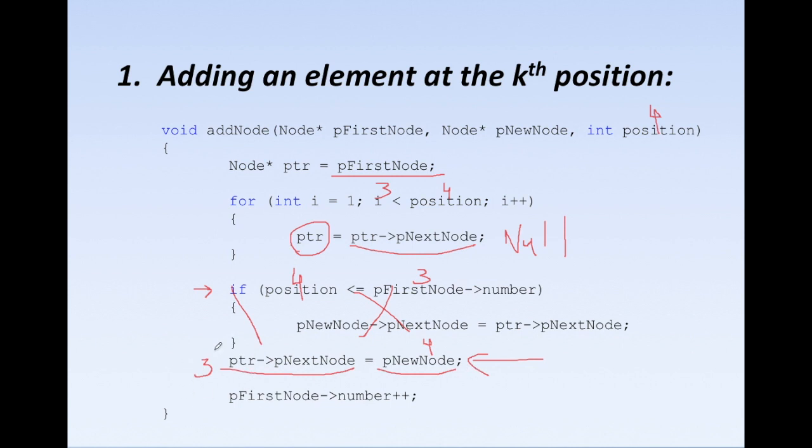How did we get to the third element? Using this for loop. We go through the for loop till we get to the pointer of the third element, and we make the pointer inside the third element point to new node, and we increment the size by 1, which was 3. Now the size is 4, which means the last element is at position 4, and we didn't change the pointer of the last element, which means that it is still pointing to null.